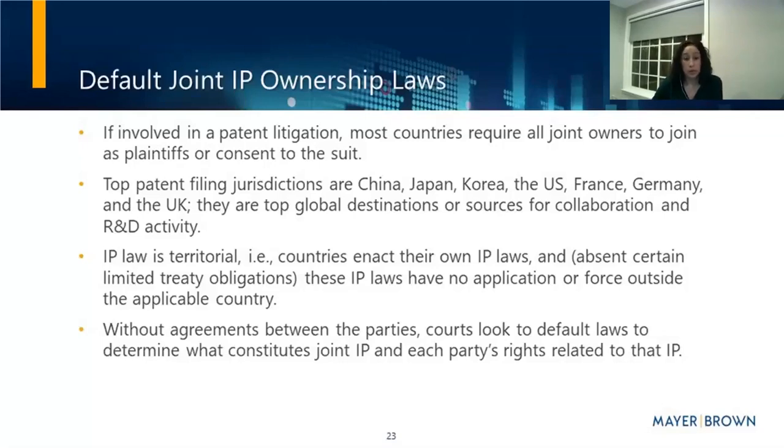Also, unlike the US default rules, in China, courts generally allow each joint owner to enforce without the consent of others. Now, please keep in mind that these are just some of the differences in the rules of joint ownership with respect to patents in the US and China.